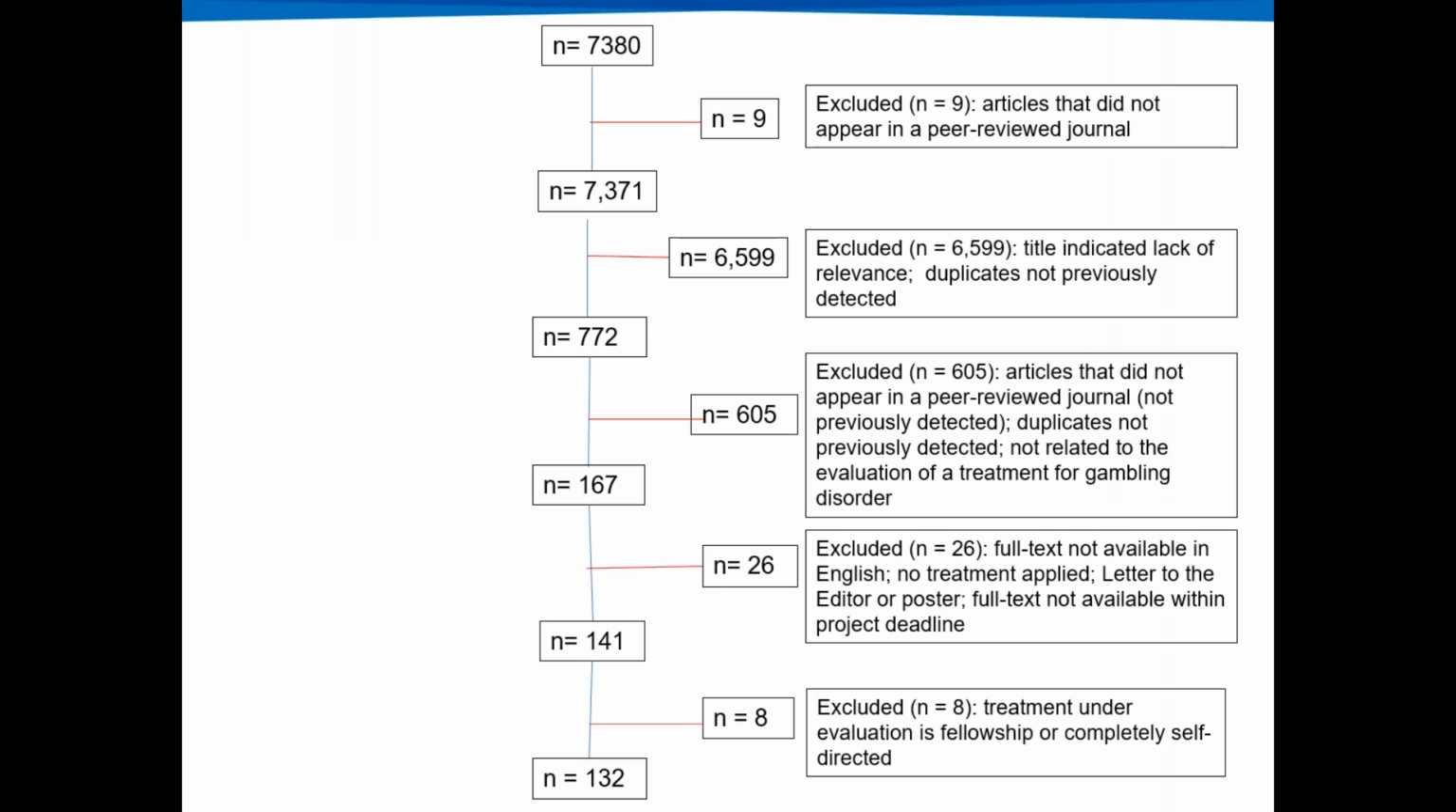For those who are more visually oriented, here's a chart of how we progressed to our final set of 132 papers through successive approximations. Exclusions included publications that weren't peer-reviewed, duplicates, irrelevant topics, non-English publications, letters to editors or posters, and papers that had primary concerns related to fellowships or entirely self-directed intervention approaches.